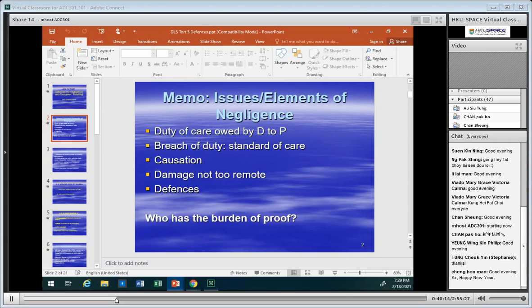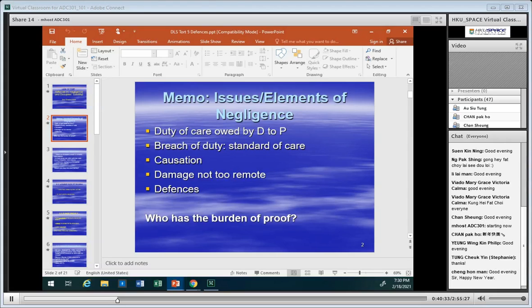And remember, if the damage is nervous shock or pure economic loss, then the plaintiff will have to prove that extra element of proximity. Okay, all right. And then, of course, that brings us on to what we're about to look at now, defences.